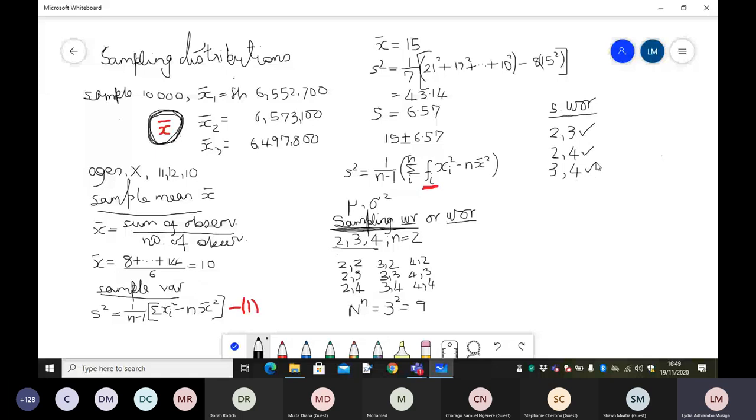In some books, you'll see that for sampling without replacement, the order of picking does not matter. But for sampling with replacement, the order matters. So you can see that when we sample WOR from a population of size 3, we are getting 3 different samples of size 2.